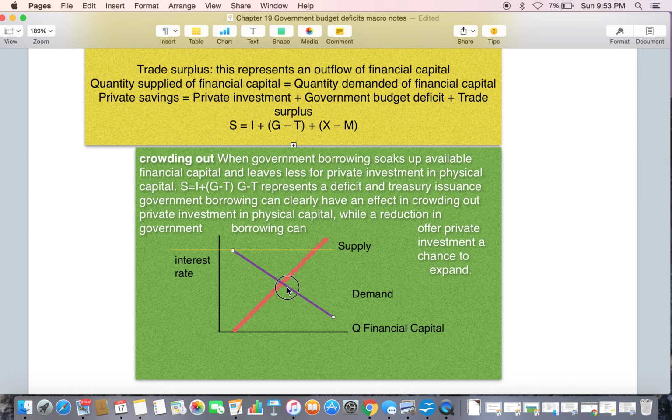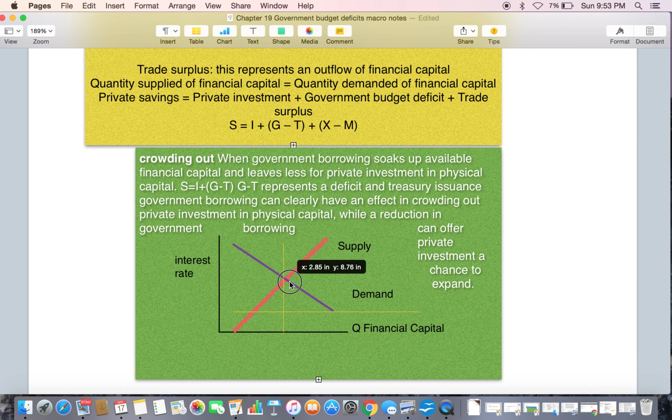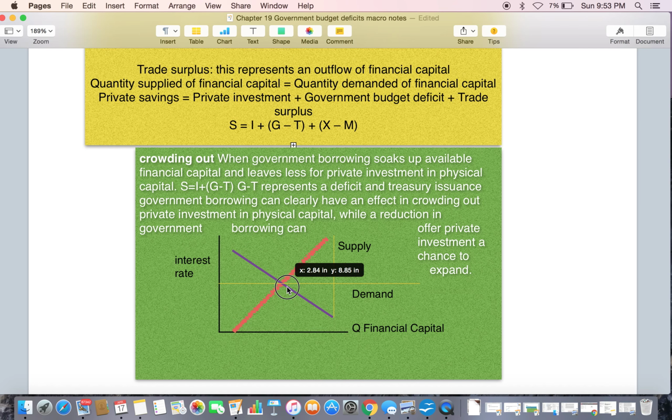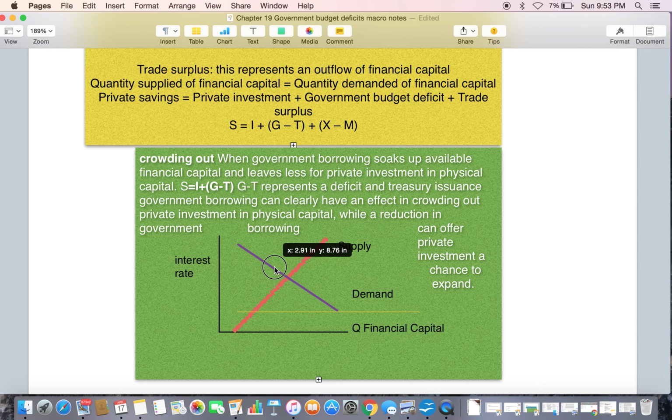And the reason for this is that when the demand for financial capital increases, so we see that we're dealing with the right-hand side of the equation here, and we're looking at demand, the quantity supplied is going to increase too, but what we're going to see is they're now going to demand that the supply they give be at a higher rate of interest because the demand is greater. And that can sort of crowd out some businesses.